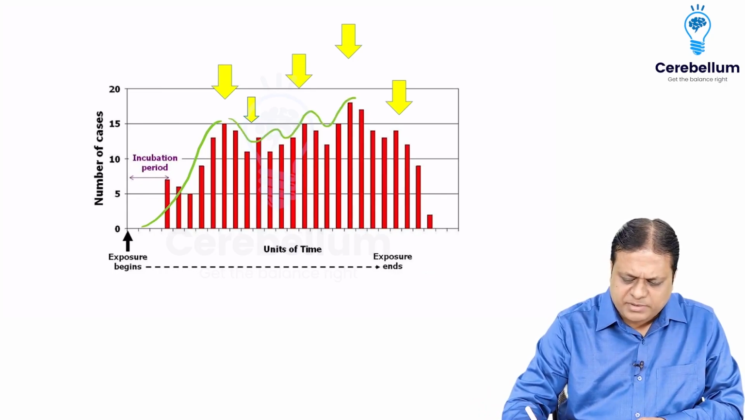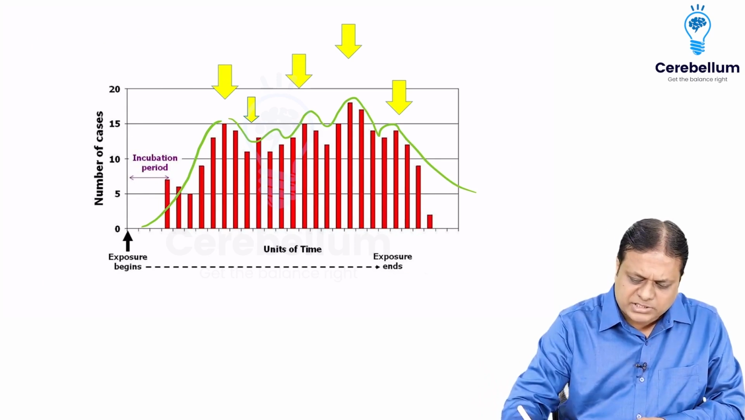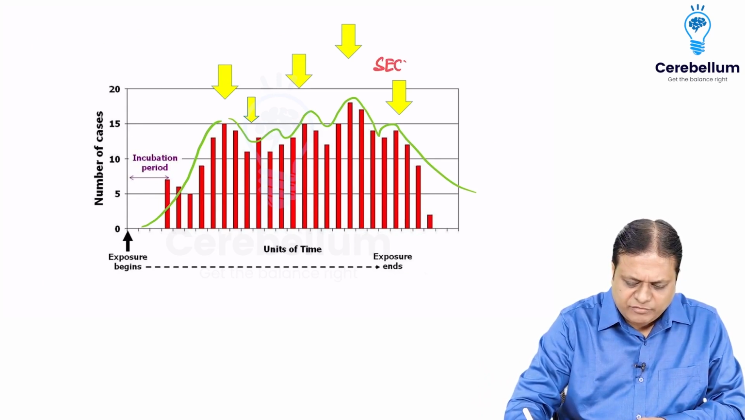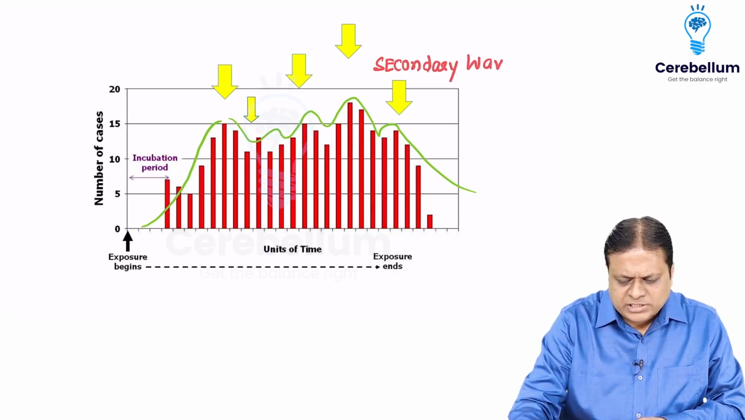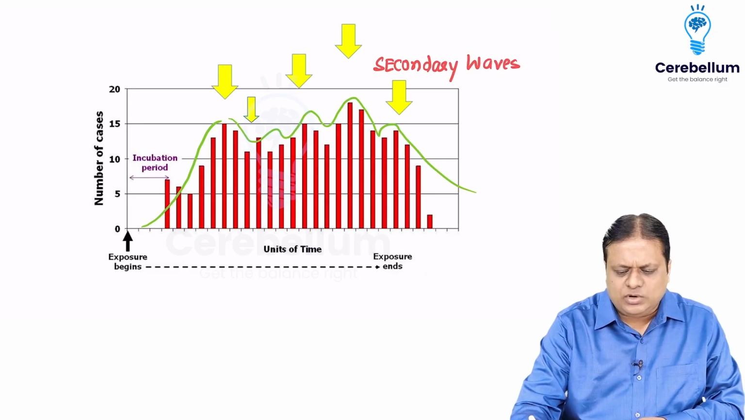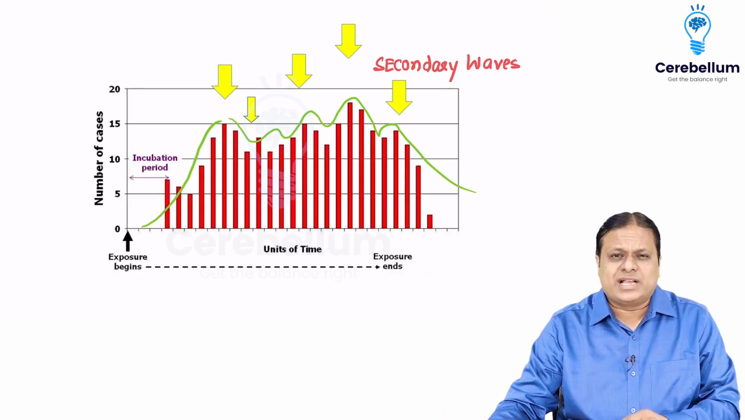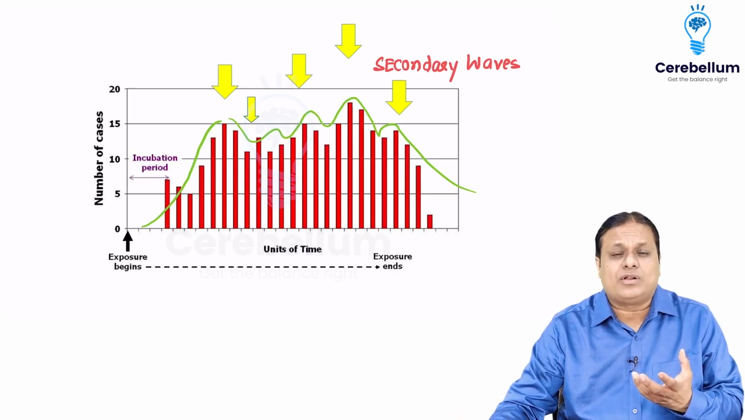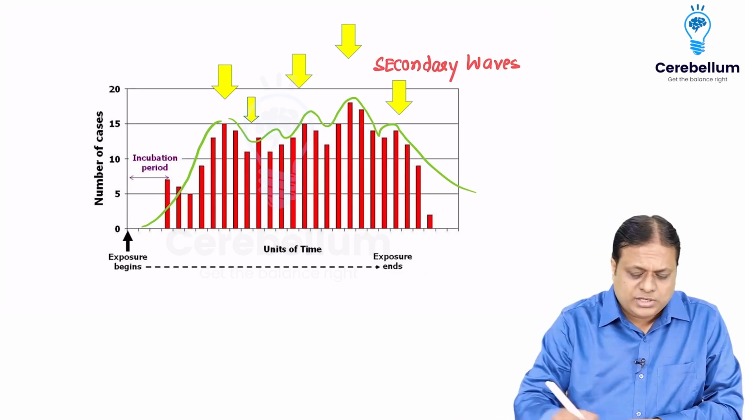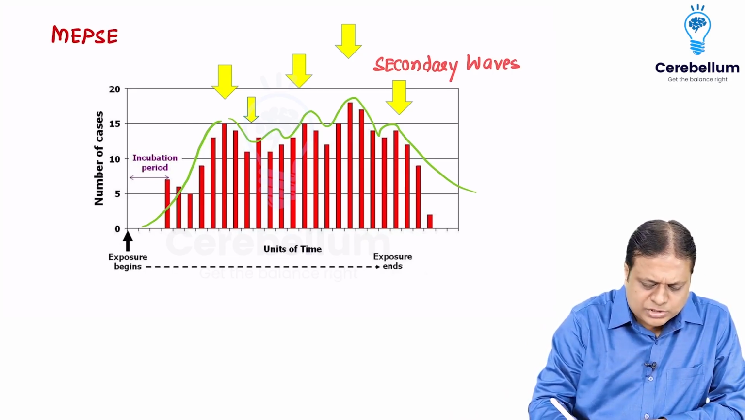It is interrupted by multiple peaks. These multiple peaks are known as secondary waves. Now can I say exposure is occurring only once? No, exposure is occurring multiple times. Is it occurring from a single point source? Yes, like a contaminated well or a contaminated pond. So this is multiple exposure point source epidemic.